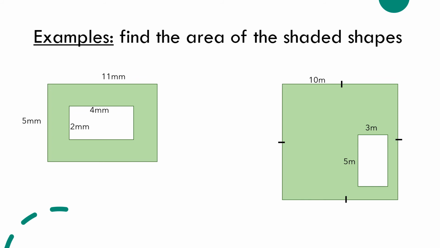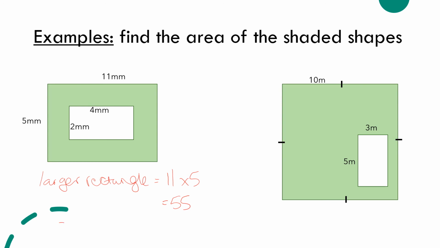So what I'm going to do for the first one is take the larger rectangle and find the area of it. So this is going to be the length times by the width, so 11 times by 5. And so the larger rectangle is 55. However, we've got something inside of it that's been cut out that we need to remove.